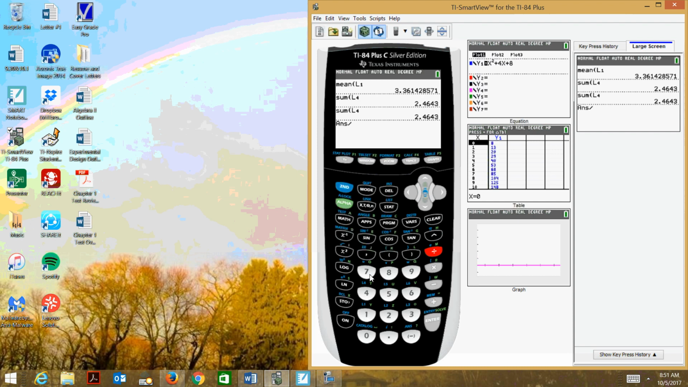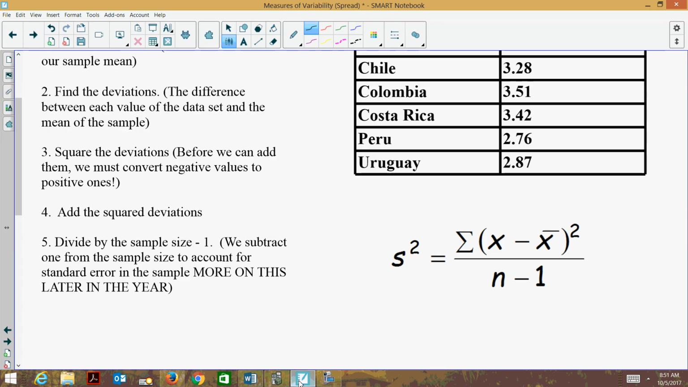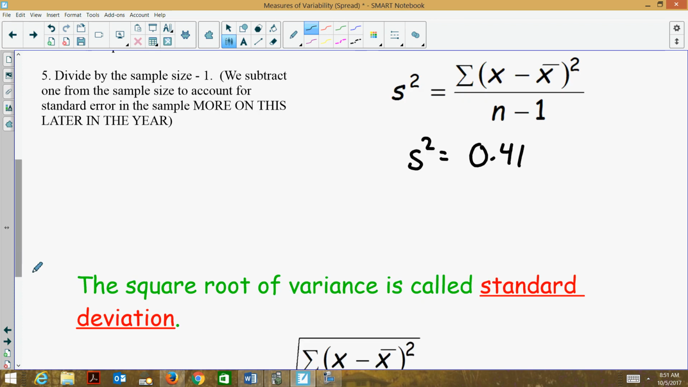So my sample size in this case was 7, so I'm going to subtract 1 from 7, which would have been 6. Really simple, but I just want to demonstrate. So 0.41 is my variance in my data set. It is my variance. It is this formula right here that I have. So I find the variance, and what this does is it helps me find my standard deviation.